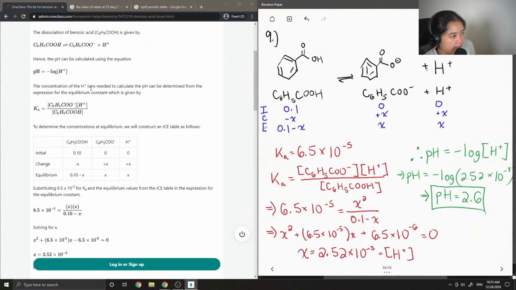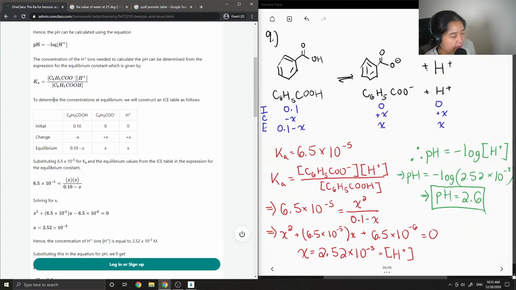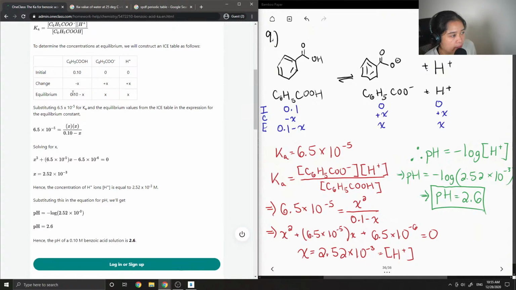Concentration of the H+ ions needed to calculate the pH can be determined from the expression for the equilibrium constant, which is given by Ka is equal to the following. To determine the concentrations at equilibrium, we will construct an ice table as follows. Okay, so they show their ice table, the initial, the change, and the equilibrium.